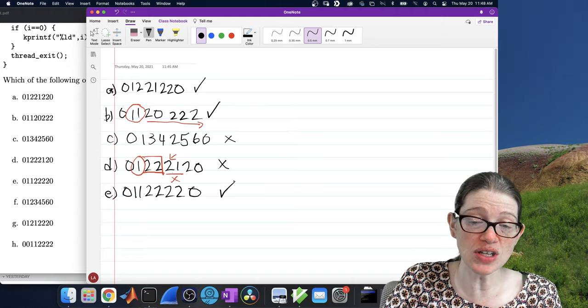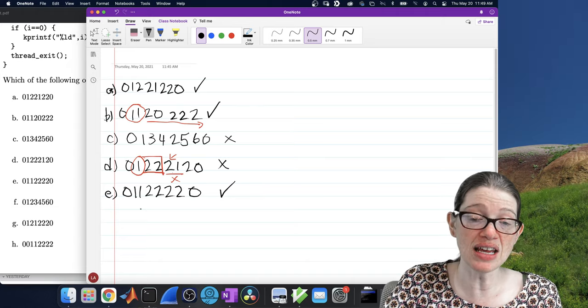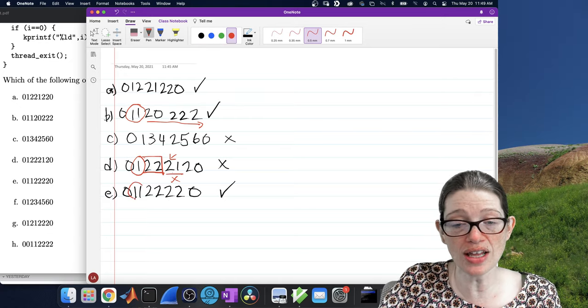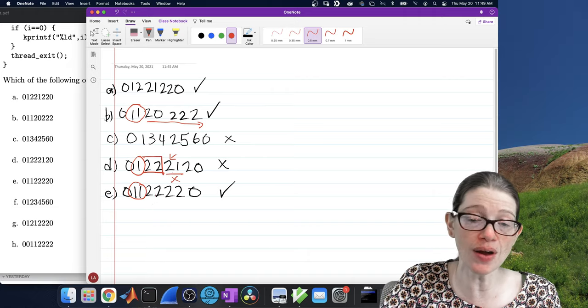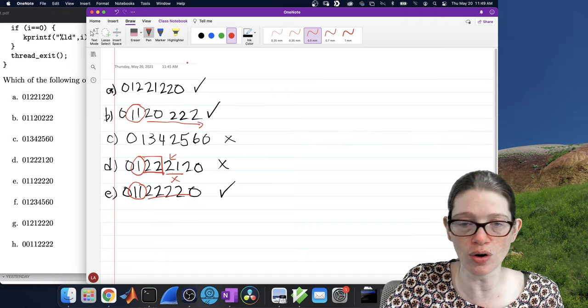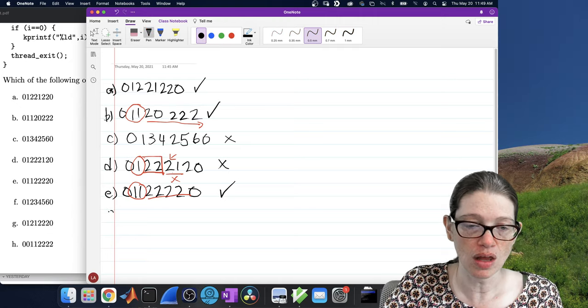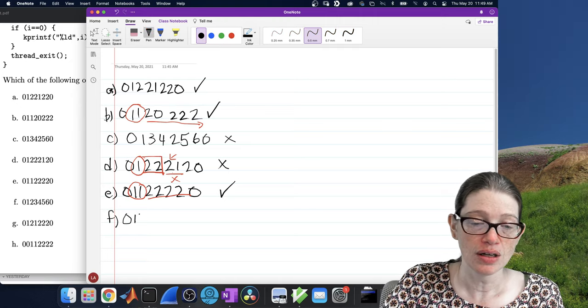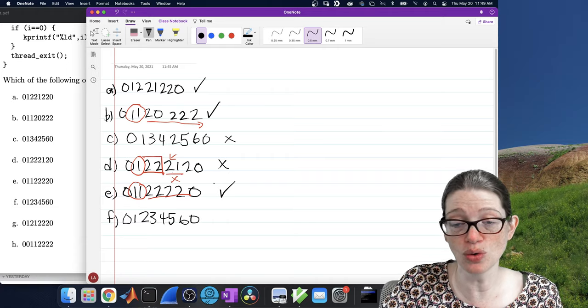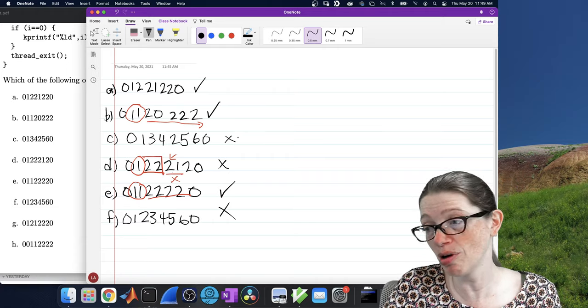E, 0, 1, 1, 2, 2, 2, 2, 0. This one is also possible. And the reason is you've got your two zeros, you've got two ones, and you've got four twos. And you'll note that the two ones printed off together, and then there are four twos immediately following them. So there's no out of order here. F, we already talked about it's impossible to have numbers greater than two. So we know F is not possible.